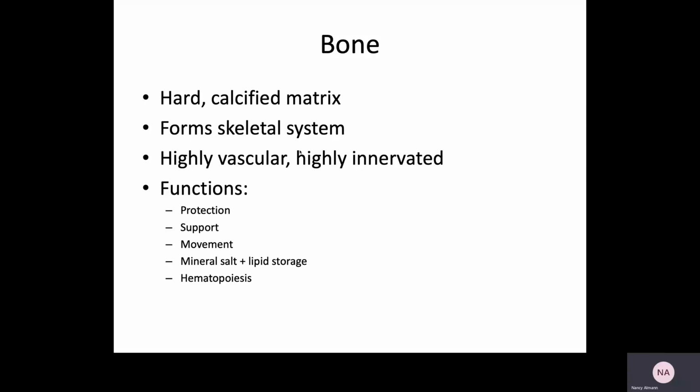Bone has a hard calcified matrix. It is going to form the skeletal system. Actually, bone forms from a hyaline cartilage template in many of the bones.